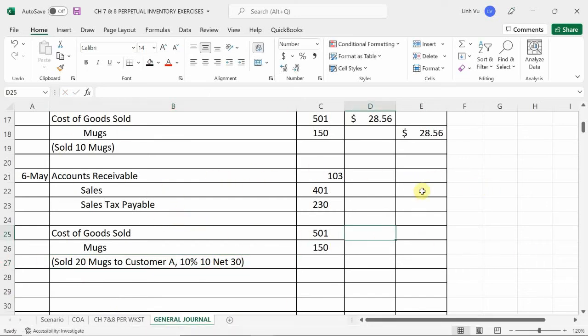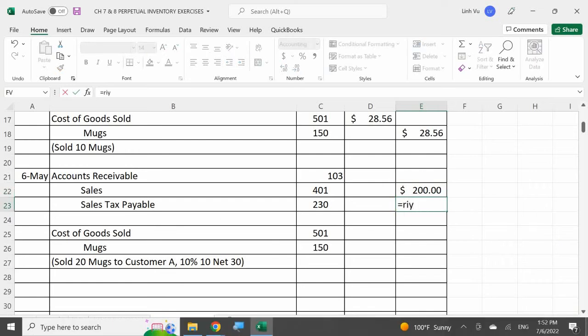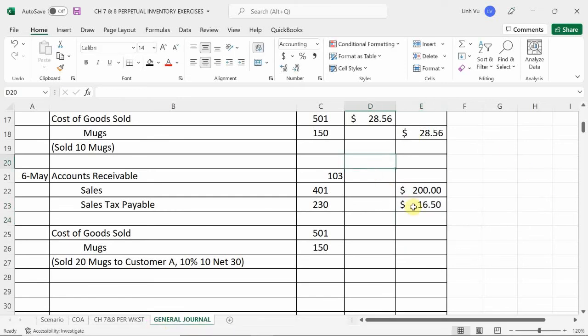If we sold 20 mugs at $10 each, what's my total sales? 200. Tax is $16.50. Accounts receivable is $216.50. Okay, good. $216.50 is what they owe me. All right. I still need to calculate my cost of goods sold.